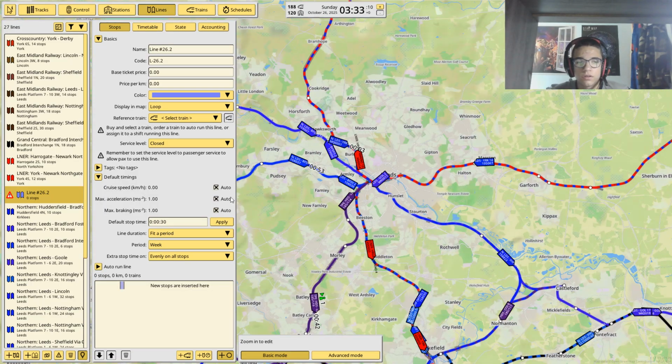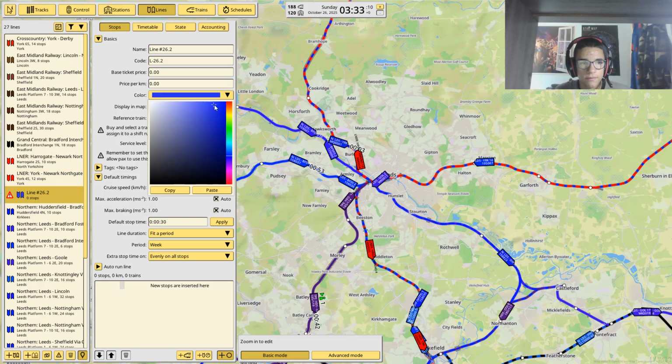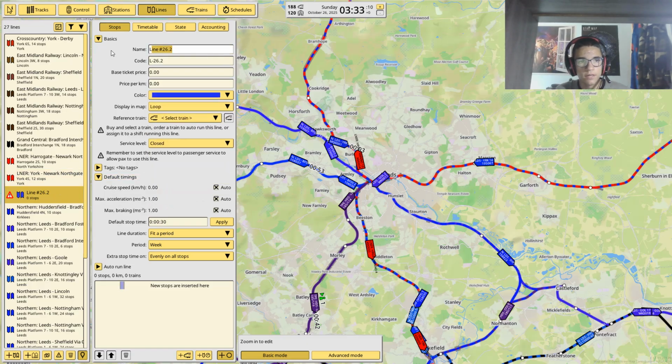So, that's not Northern. This is not Northern themed. Right, okay, let's just do Northern. Screw it, let's do Bradford Interchange to Mansfield. BFDI to M.